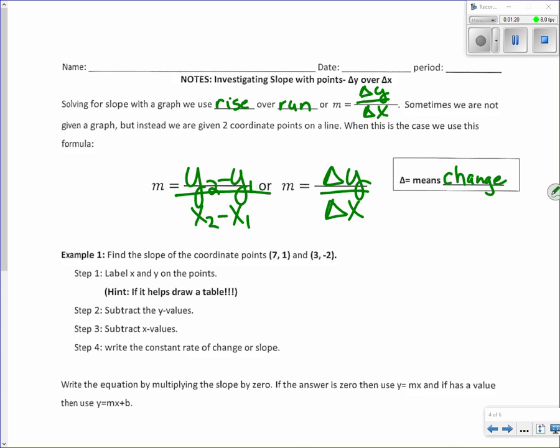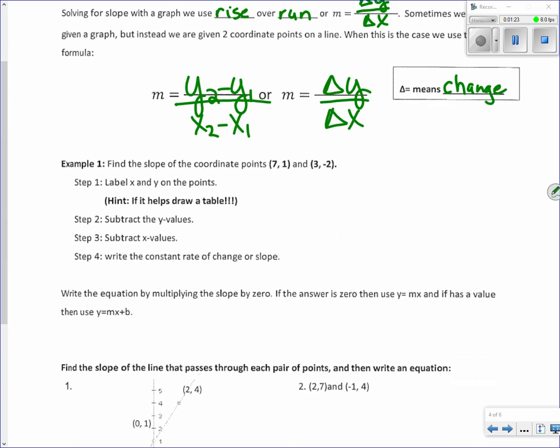Okay, example 1. Find the slope of the coordinate points (7, 1) and (3, -2). So it says do a table. I actually like to just label mine. I'm going to write it down so it's bigger. So I have (7, 1) and (3, -2). Okay, I'm going to label it. So this is my x1 and my y1, and my x2 and my y2.